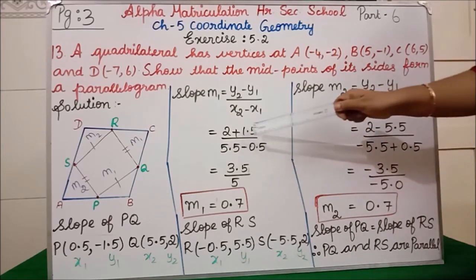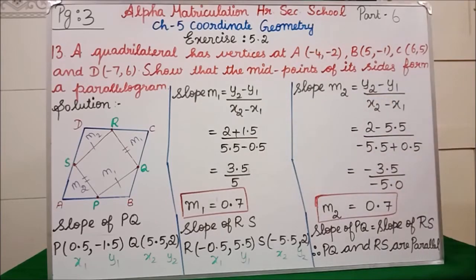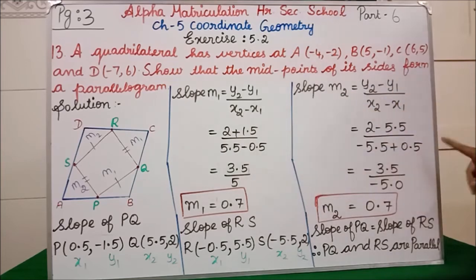So 2 plus 1.5 is 3.5. 5.5 minus 0.5 is 5. Clear? So if we divide 3.5 by 5, we are getting slope M1 equal to 0.7. Otherwise, if you keep it like this, the same answer you have to get here also. Clear? Next we have to find the slope of RS.